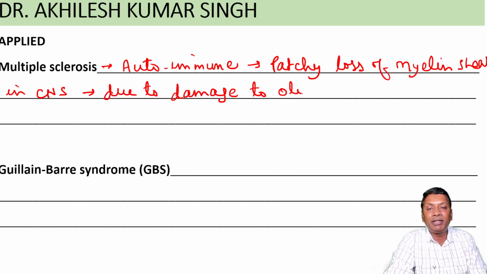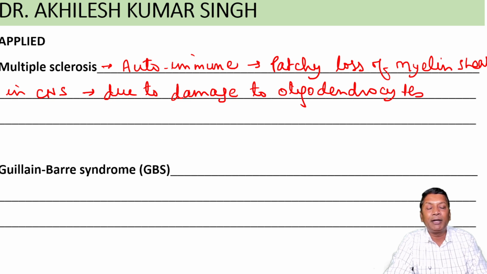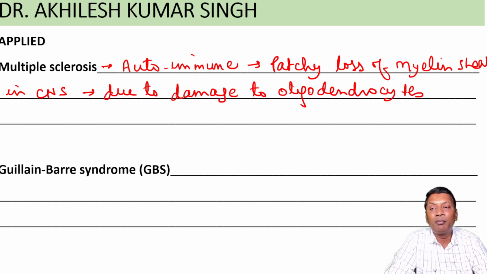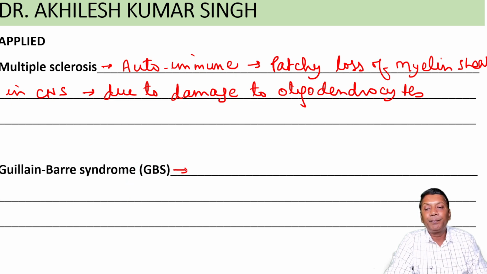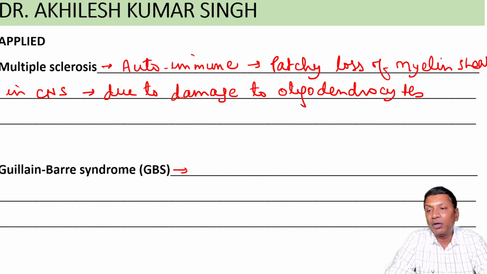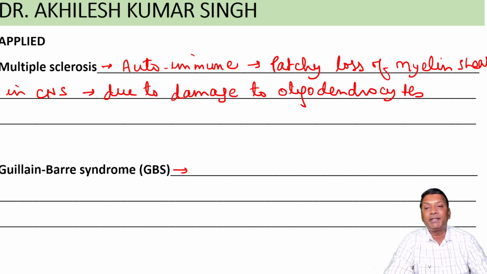So you have to remember the cell name involved in multiple sclerosis. The cell name is what? Oligodendrocyte, because the oligodendrocytes, they form the myelin sheath in the central nervous system. Right. Then the second applied aspect is the Guillain-Barré syndrome. This is the corresponding part of multiple sclerosis in the peripheral nervous system.